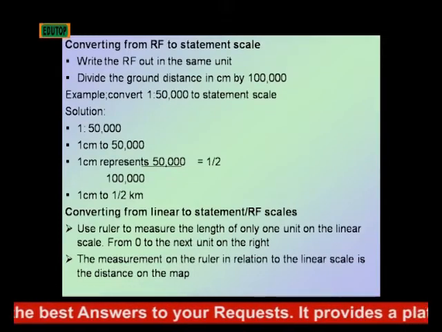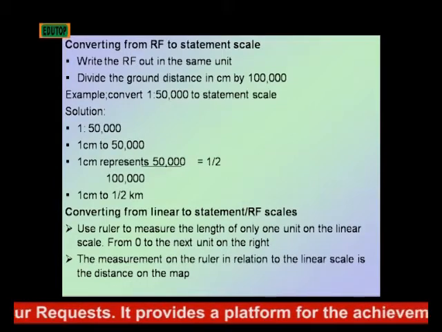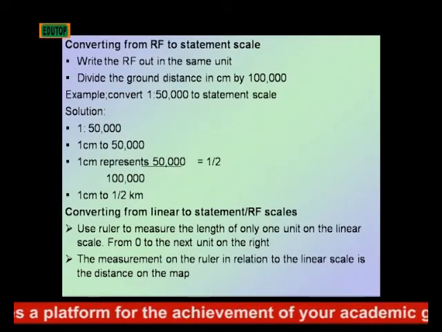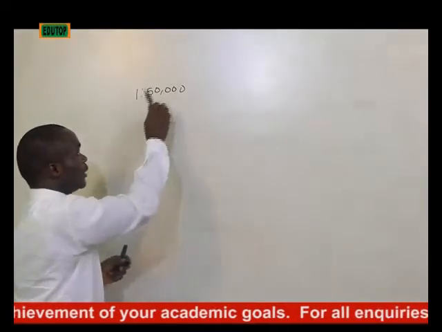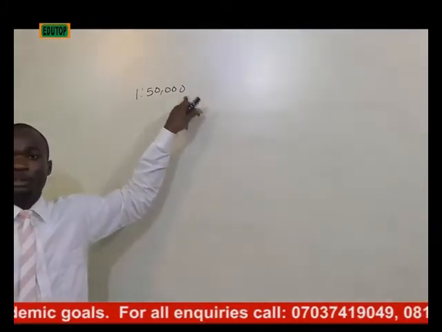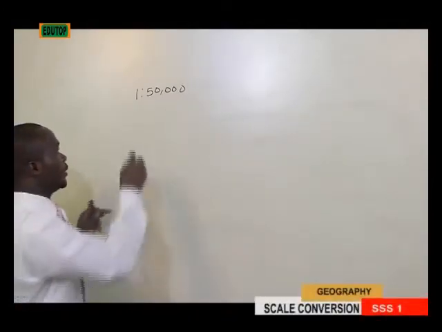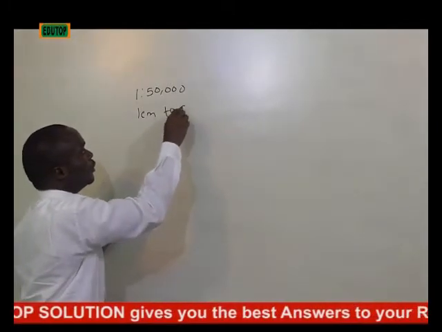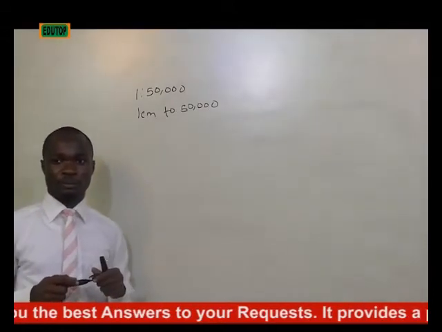Now let's take this example. Convert 1:50,000 to a statement scale. To convert this to a statement scale, the first thing you do is write it out in representative fraction, which is what we have done. And this is the same thing as 1 cm is to 50,000.